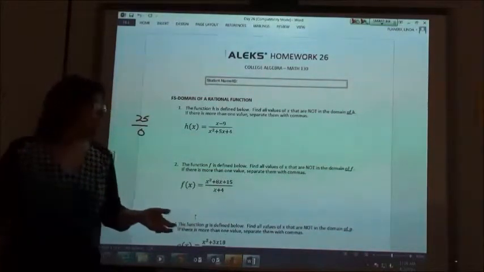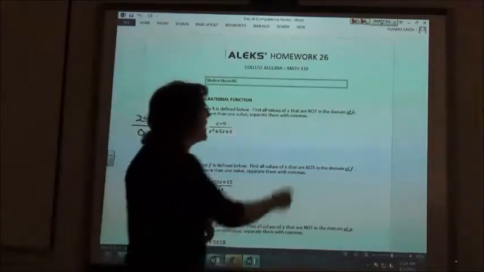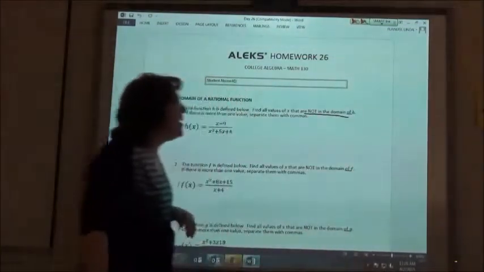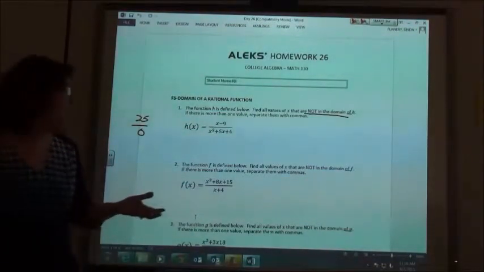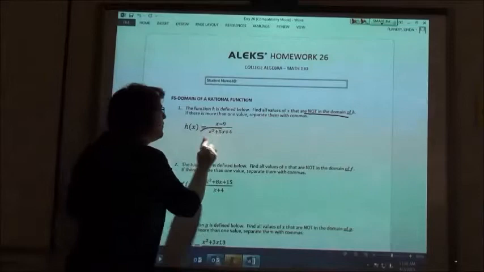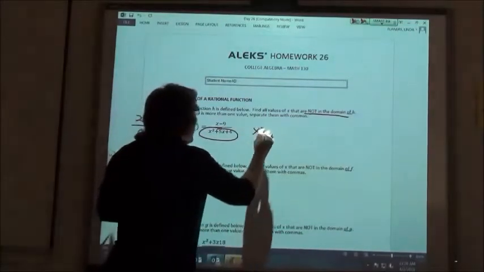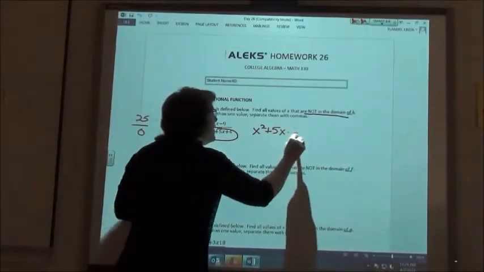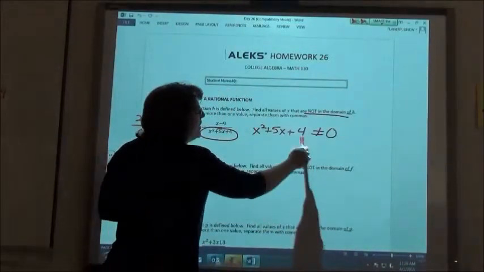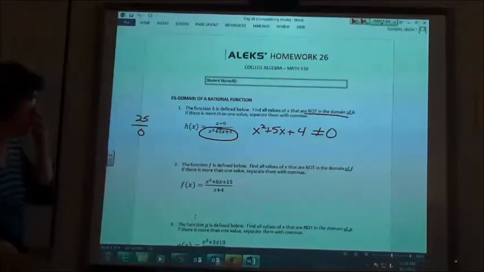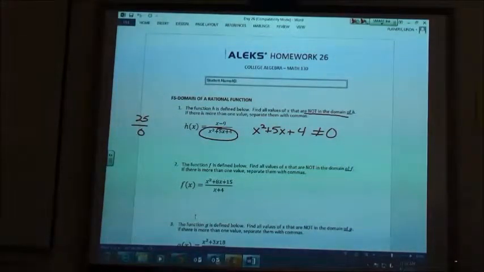We can't do it. So when it says to find the values that are not in the domain, you're finding the values that make the bottom of your fraction 0, because we can't have that. So what we're going to do is take whatever's in the bottom of our fraction, in this case x squared plus 5x plus 4, and I say that it can't equal 0, but since it says not, you could put equal, it wouldn't really matter. Then we solve it however is appropriate.